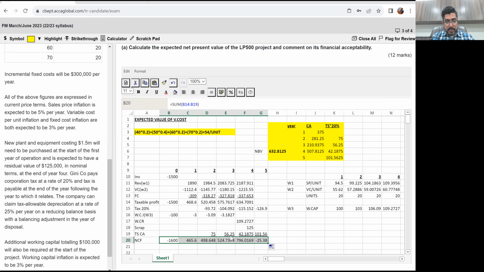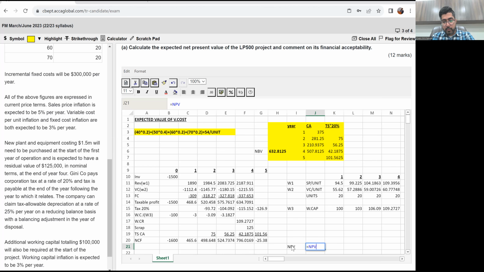So once you get this net cash flows, you don't need to multiply with discount factor to get present value or NPV. You can simply use the NPV function. So you all know what is the NPV function. In that case, it's not a problem. You can multiply it with the discount factor of 12%, get present value and NPV.